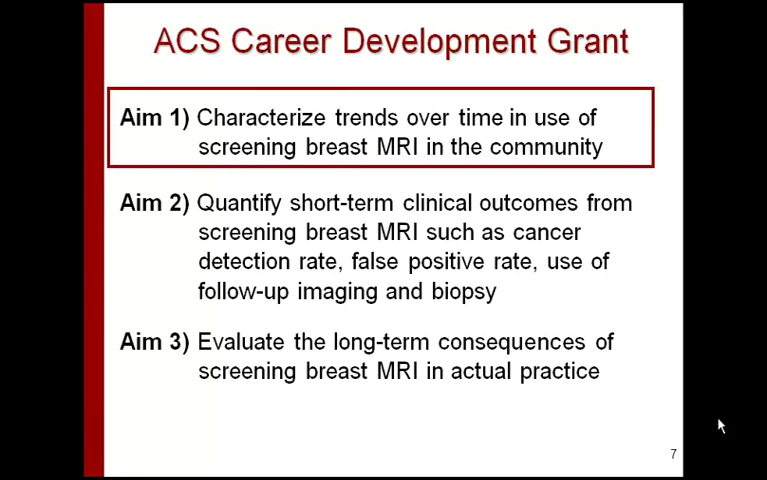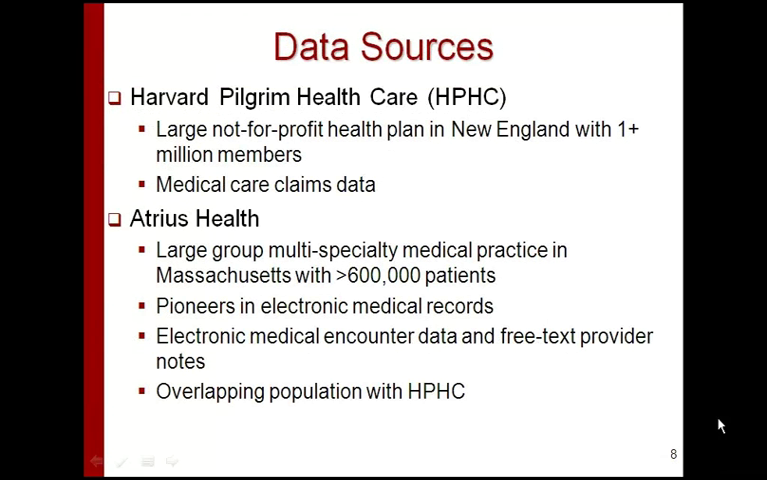Okay, so I'm going to talk about the methods for aim 1 first. And for this, I have two main data sources. The first is claims data from Harvard Pilgrim Healthcare, which is a large not-for-profit insurance company in New England, and it has over 1 million covered lives. And here I have medical claims data and enrollment data, and a little bit of other data.